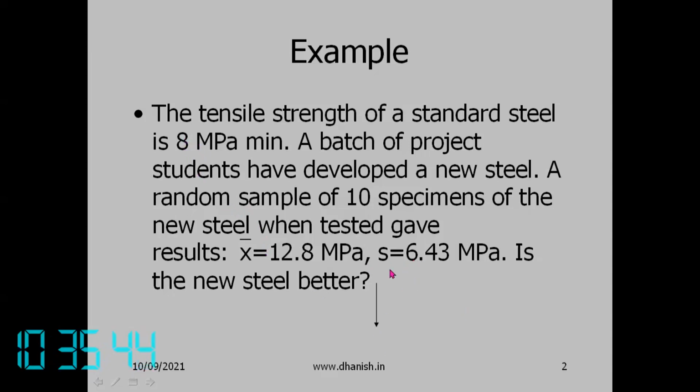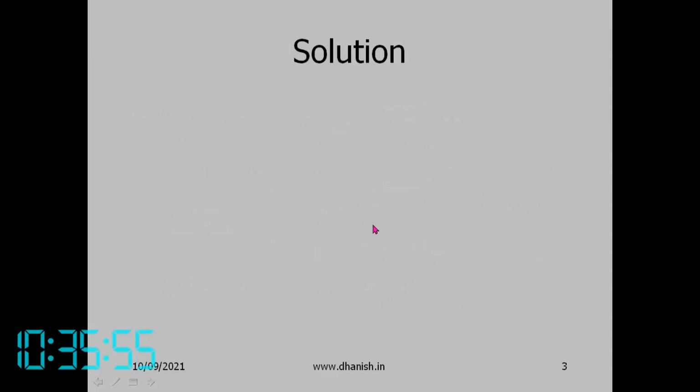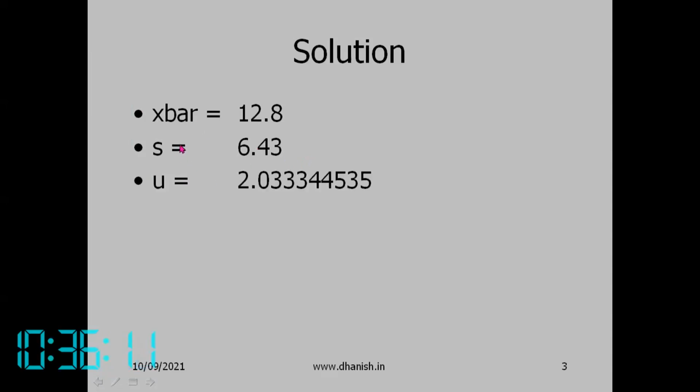6.43 is the standard deviation from 10 specimens. So what will be the range uncertainty for the tensile strength? X bar is 12.8, standard deviation is 6.43. So the standard deviation of X bar will involve root 10. Sigma of X bar is S by root 10. So that is the standard uncertainty of X bar.